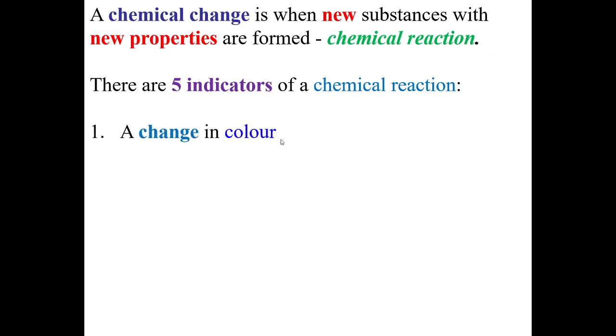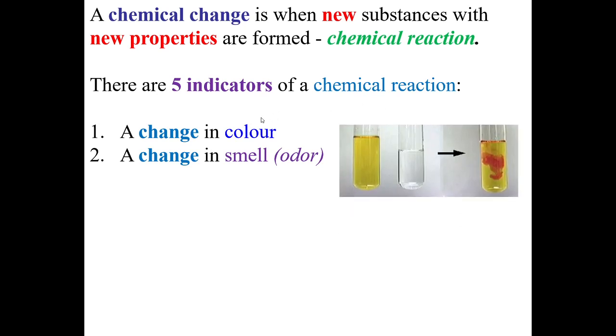A change in color, a change in smell. That's not how we spell odor. I don't know why that really bothers me. There should be a U in there. So if there's a smell that's produced when something changes, or a color change happening, those are indicators of a chemical reaction. Adding these two colors of liquid together, you would expect something in between, right? But instead, if you get this dark orange, you can see that that is a chemical reaction.